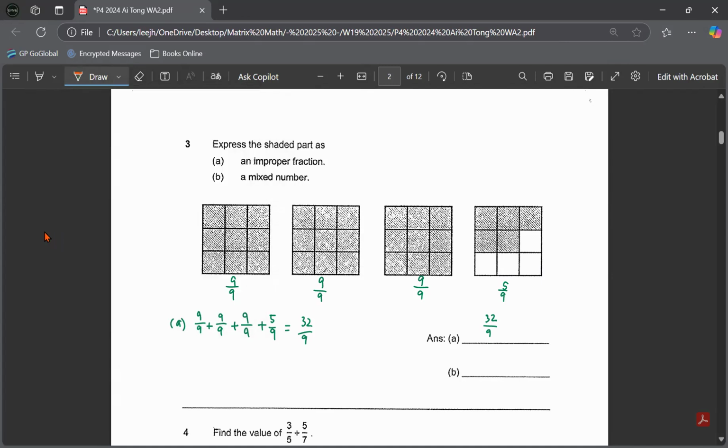Now let's do B. It says mixed number, which means there will be one whole number and a fraction at the side. So you can see 9 over 9 actually represents one whole. How many wholes do we have? We have one whole, two wholes, three wholes. So 1 plus 1 plus 1, there are three wholes, but this is a fraction of 5 ninths. So three wholes, and the fraction you have to write at the side. So our answer will be 3 wholes 5 over 9.